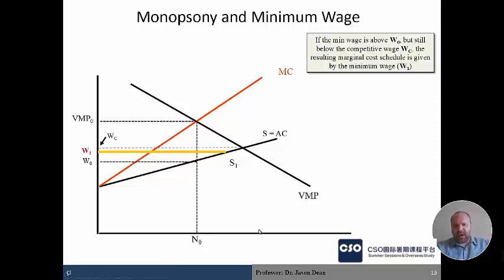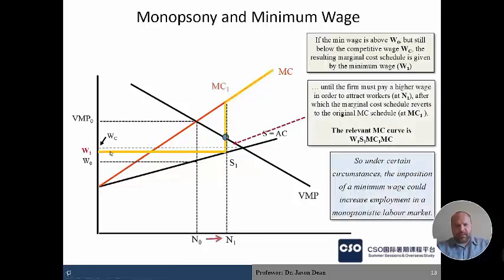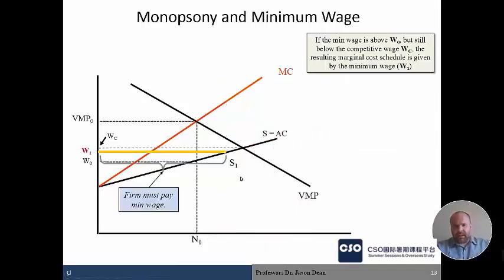So the actual marginal cost curve will be this whole thing here, this yellow line. So from here to here, I'll go back a moment. So from here to here, the firms must pay the minimum wage. Okay? That's the minimum wage. They must pay that. But if they want to hire any workers to the right of this amount, they're going to have to pay wages that are higher than W1. So they'll have to go along the supply curve.